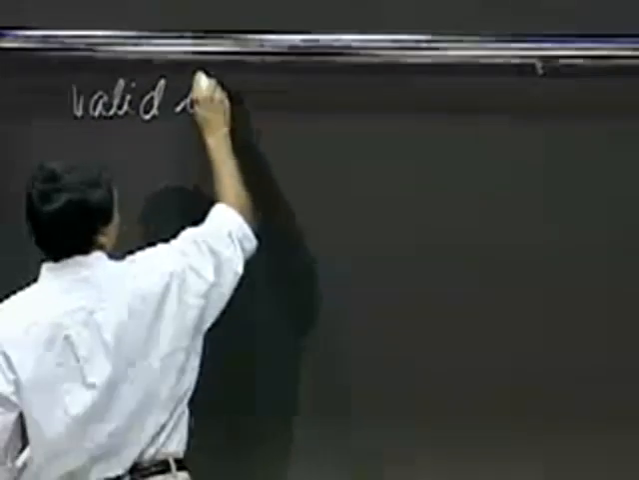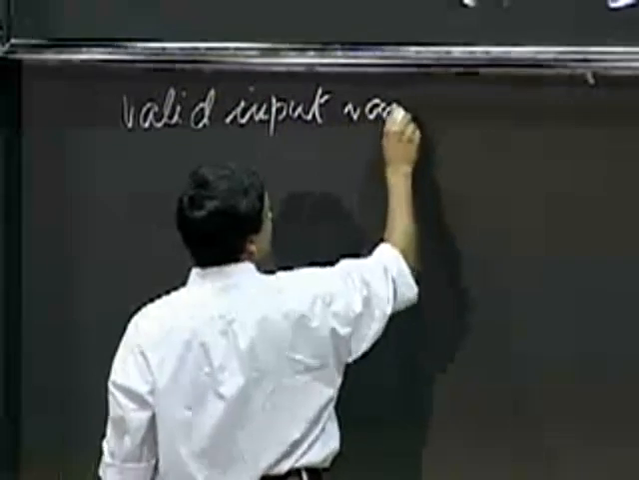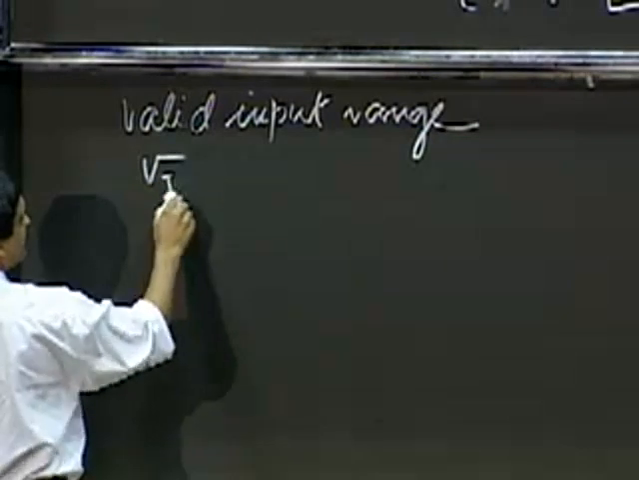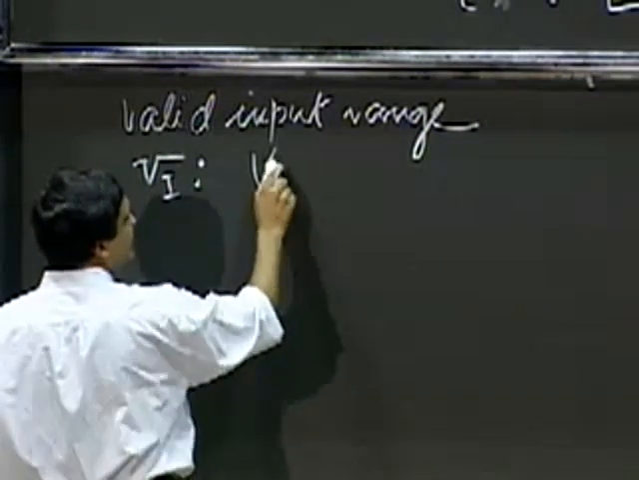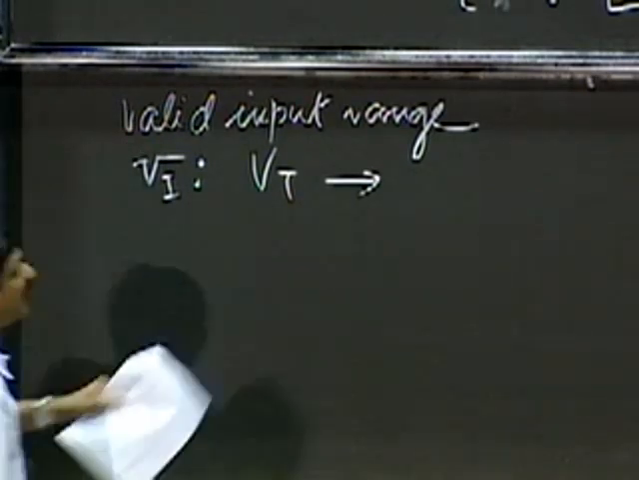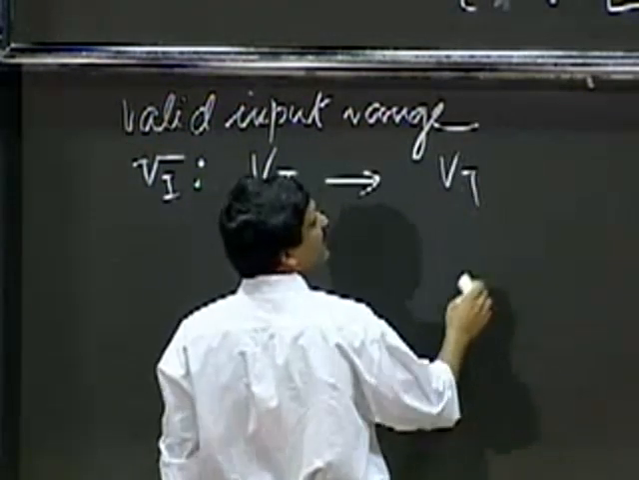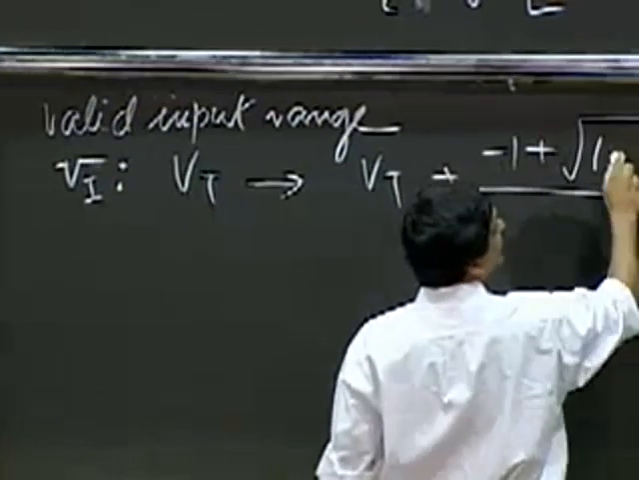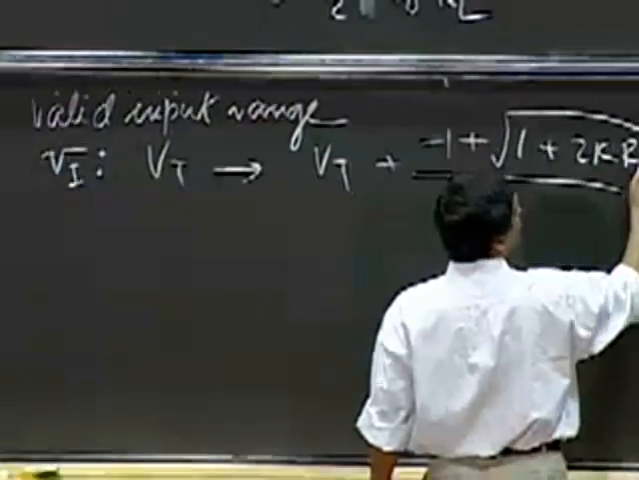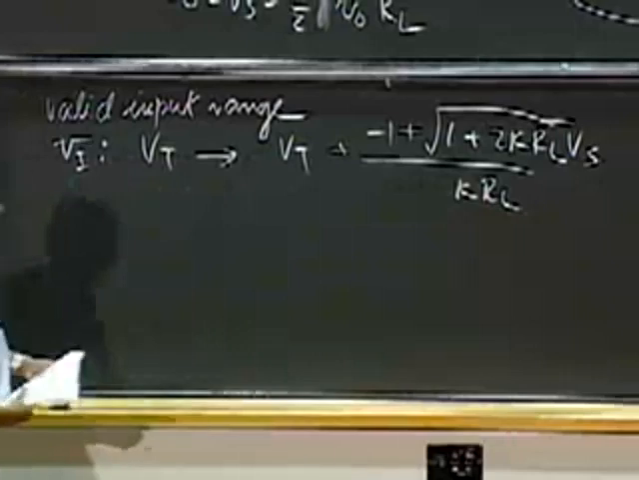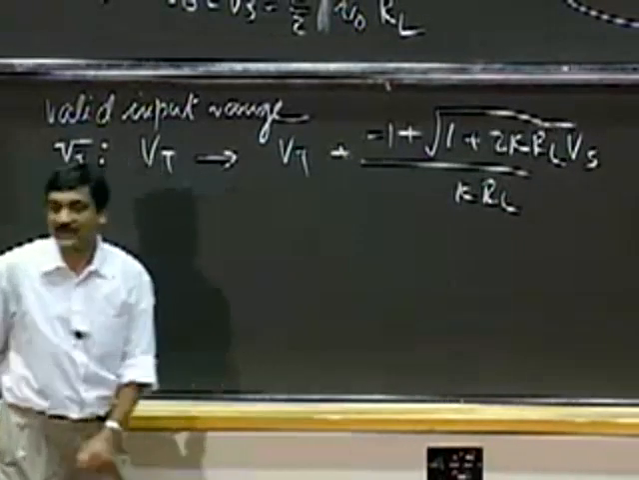My valid input range for Vi starts at Vt. That's where the transistor just turns on, and then goes all the way to this point, Vt plus minus 1 plus square root of 1 plus 2k RL Vs, over k RL. So this is my valid operating range.